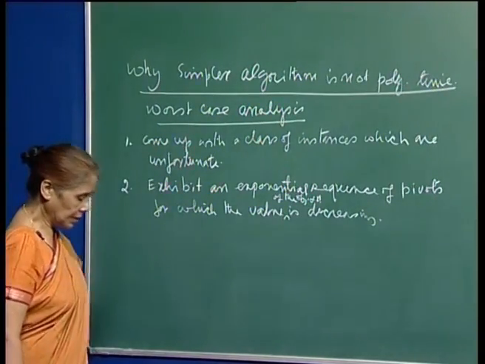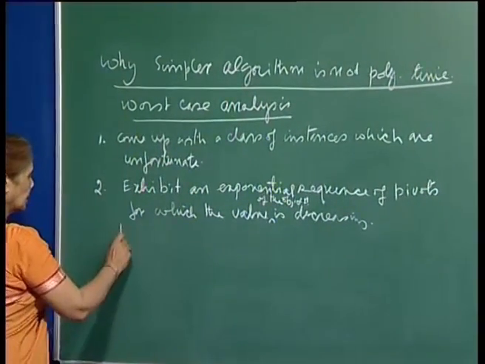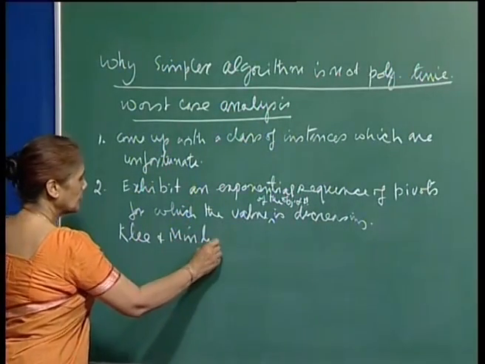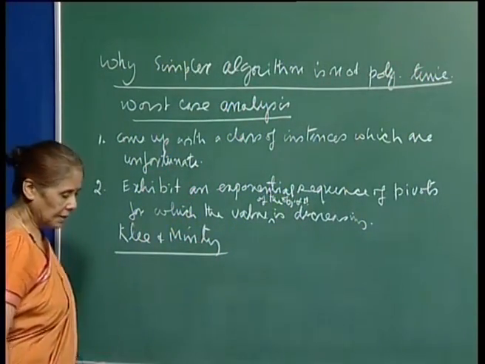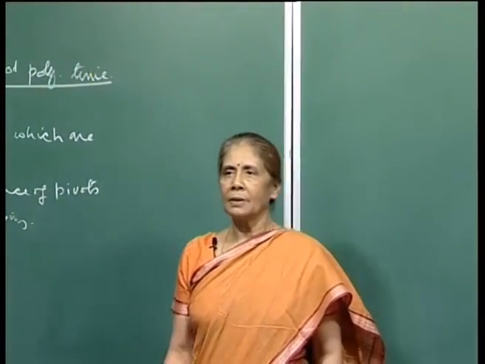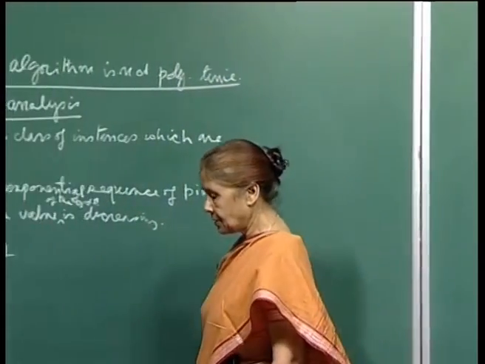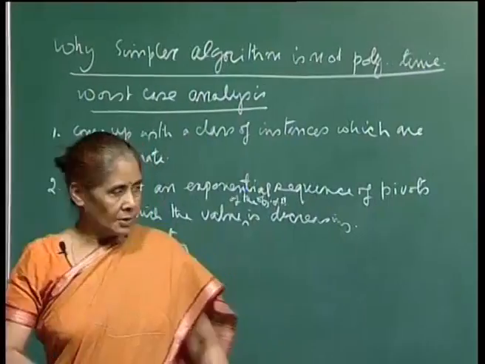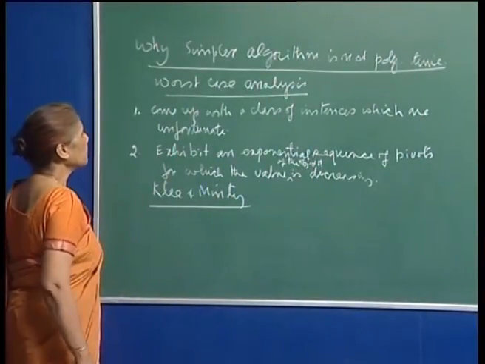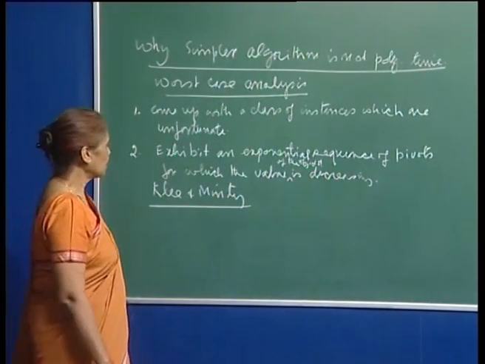So, these are the two things that we have to do, and that is what Klee and Minty sat down to do. This was a question which was bothering a lot of people, especially computer scientists, to determine whether the simplex algorithm was polynomial time or not. And this was before Khachiyan came up with his ellipsoid algorithm. Klee and Minty came up with the class of instances, and let me start building up how they constructed this set of problems.